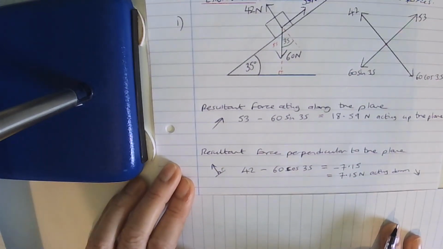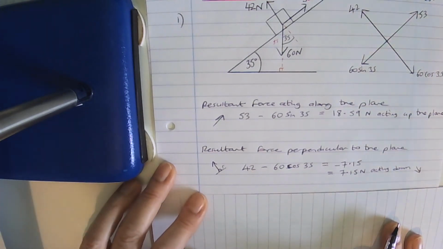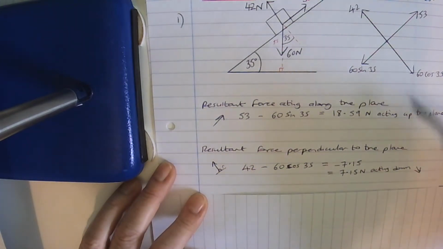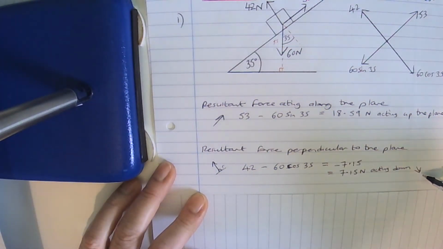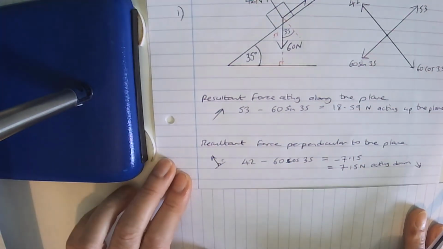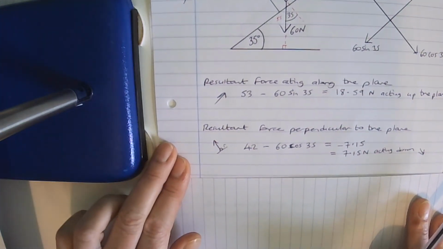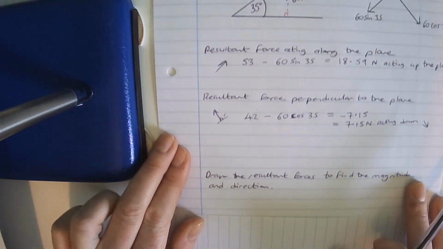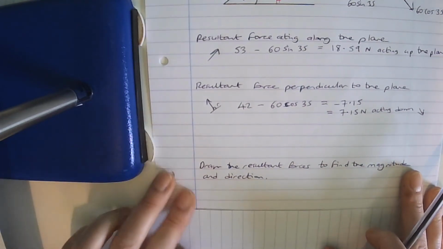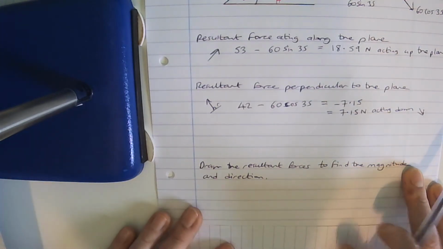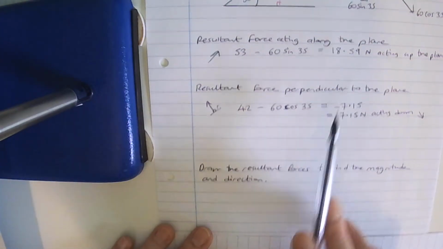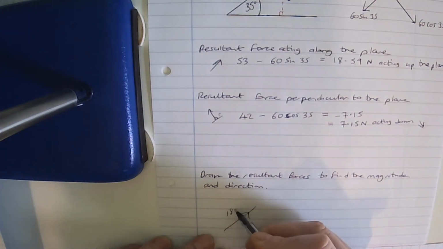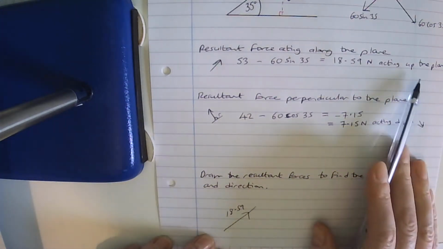Okay, so what we're going to do now is take these two forces, going up the plane 18.59, and going down perpendicular 7.15, and we're going to put those into a little diagram. We're going to draw the resultant forces on that triangle to find the magnitude and direction. So what have we got? We have 18.59 acting up the plane. So I'm going to draw that in there. 18.59 acting up the plane.